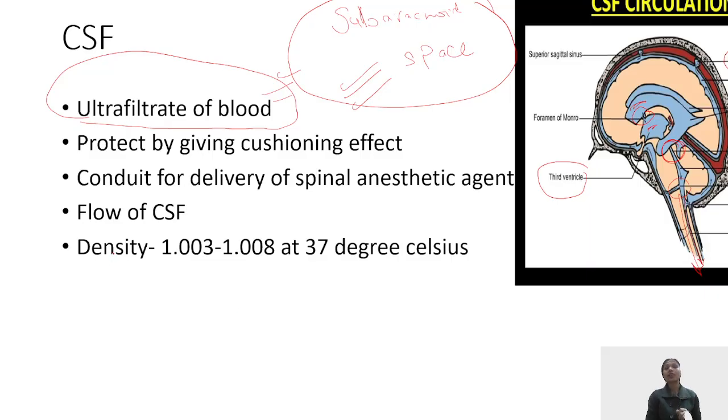The density of the CSF is important because of local anesthetics' density. The baricity of a local anesthetic is decided depending upon how much denser it is with respect to CSF, whether it is less, same or more. So the density of CSF is 1.003 to 1.008 at 37 degrees Celsius. I hope that is clear.